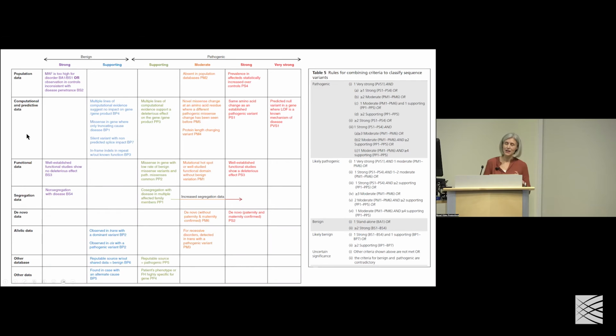Now, in the rows, there are different classes of evidence that we consider in interpreting variants. For example, population frequency data, computational prediction tools, functional data, segregation within families, et cetera.